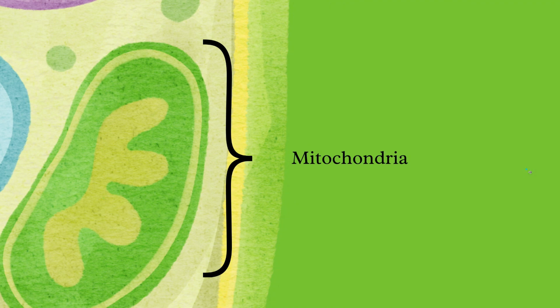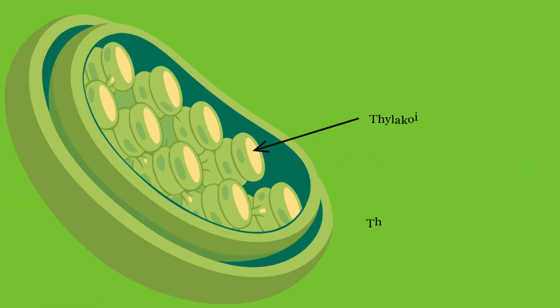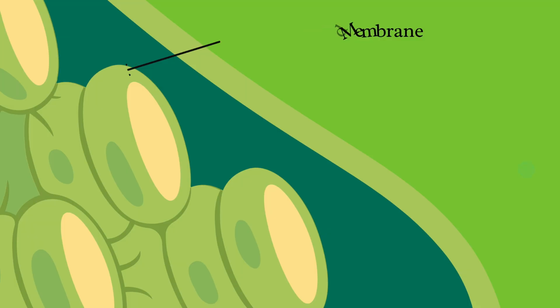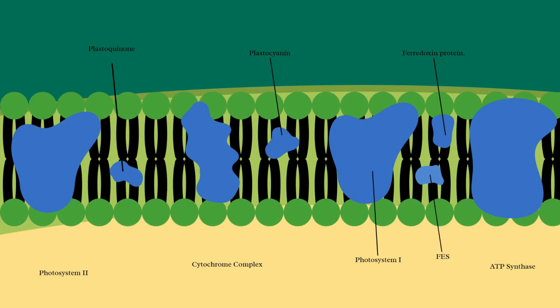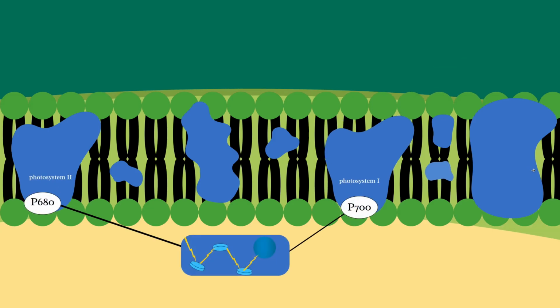Inside the thylakoid membrane, we can see the first phase of photosynthesis called ETC, or electron transport chain. In the ETC, two enzymes called photosystem 1 and 2 have special pigments that absorb light energy, which is sent to the reaction center to power electrons.